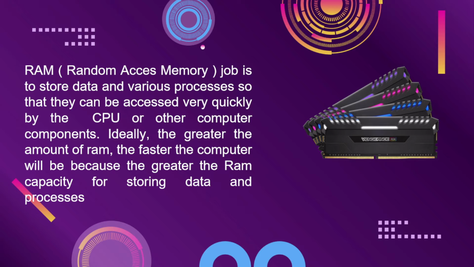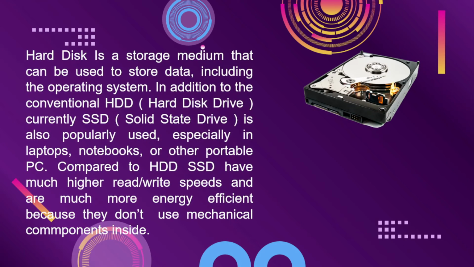Next part, RAM. RAM, or random access memory, job is to store data and various processes so that they can be accessed very quickly by the CPU or other computer components. Ideally, the greater the amount of RAM, the faster the computer will be, because the greater the RAM capacity for storing data and processes.